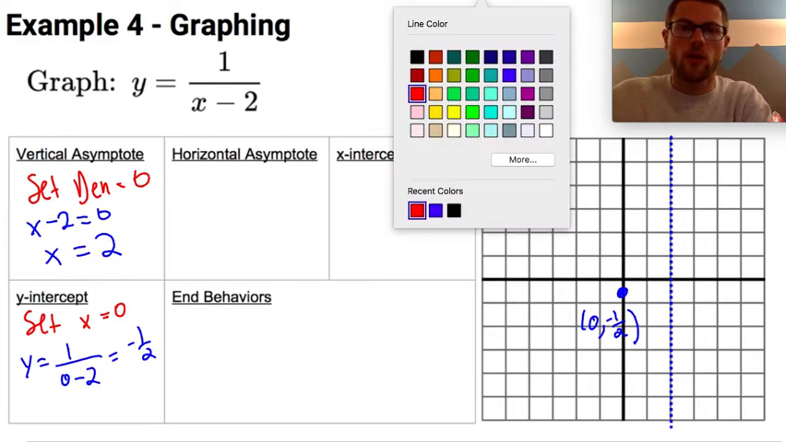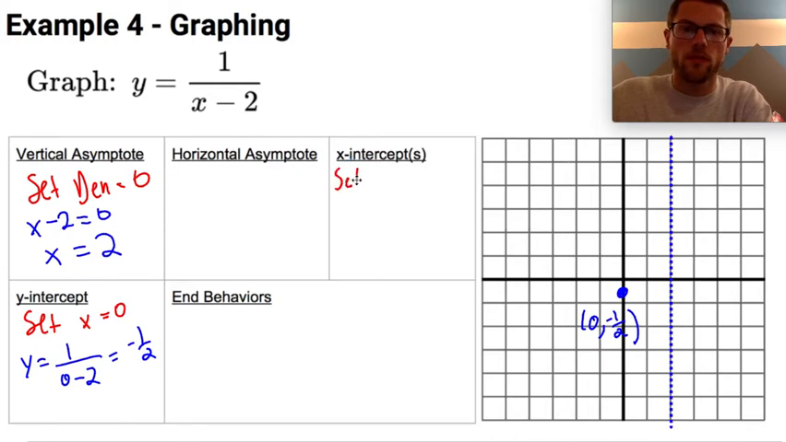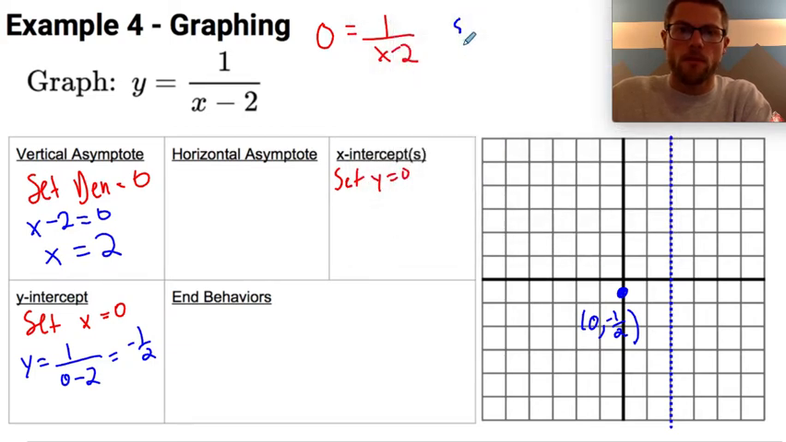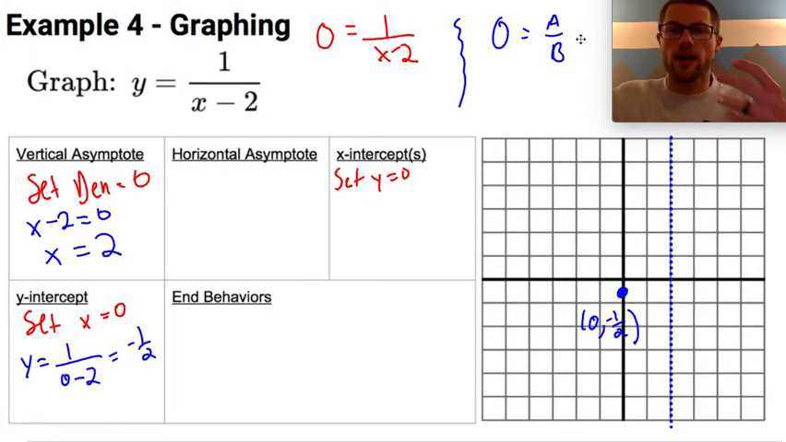To find the x-intercept, we want to set the y equal to 0. And when we have a fraction, if I set this y equal to 0, let's do this work up here. If 0 equals 1 over x minus 2, really, if you think about any fraction, the only way that fraction will equal 0 is if the numerator equals 0. There's no way I can get any fraction equal to 0 unless the numerator equals 0.